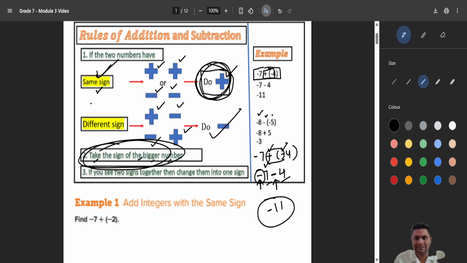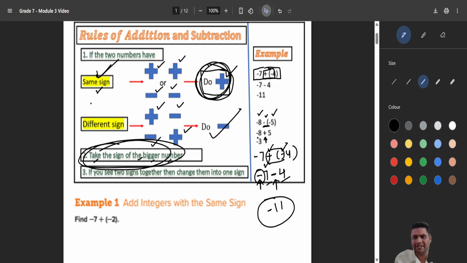Let us take the second example. -8 minus -5. Now check, two minus are coming together, two signs are coming together. I cannot have that. I have to change it into a single sign. So we will check whether they are same or different. Minus, minus, same sign. Same sign yani I will change them to plus. So see, here I change them to plus. Now one number, one sign, one number, one sign. Perfect.